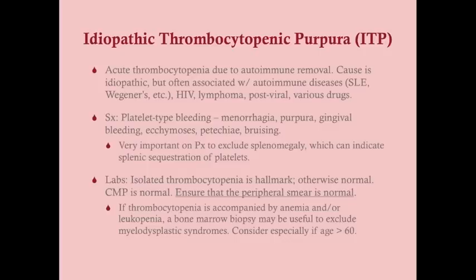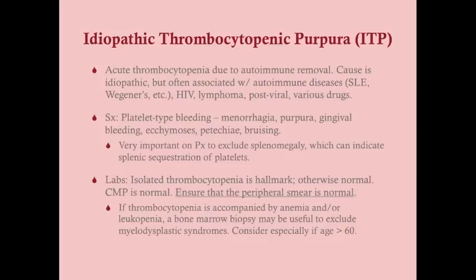As far as labs, the hallmark is going to be an isolated thrombocytopenia. So yes, of course, you do have an increased bleeding time because you have a problem with your platelets. But in this case, with ITP, you have a very low platelet count because the platelets are being eaten up by macrophages. So this is a defect quantitatively of the platelets. The CMP is going to be normal, and you should definitely ensure that the peripheral smear is normal, and I'll tell you why in a little bit.